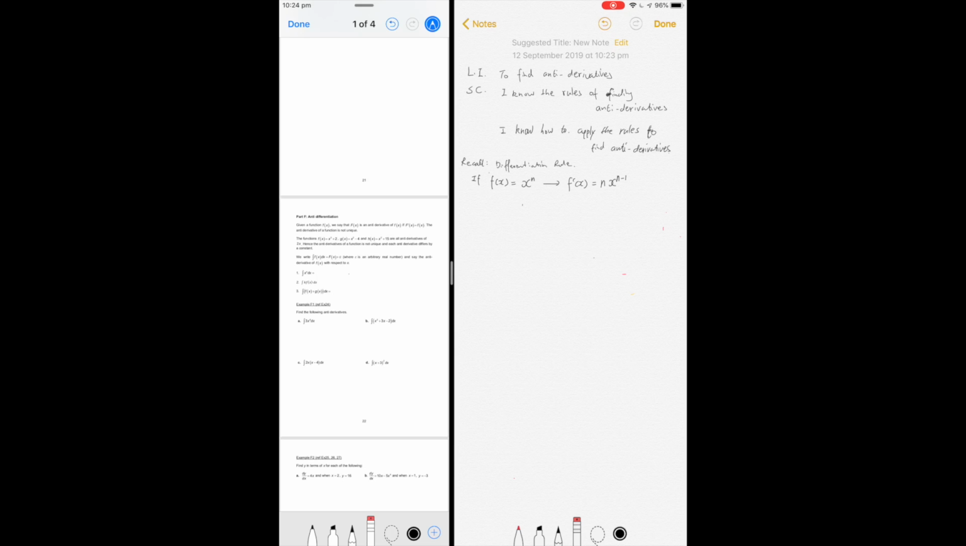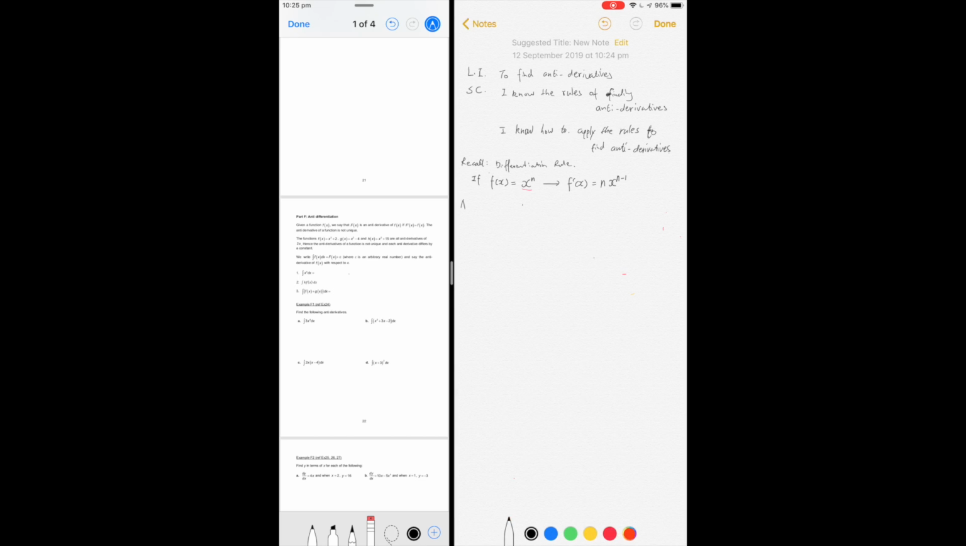First of all, let's recall the differentiation rule that we learned before. So we have if f of x is equal to x to the power of n, the derived function rule is n times x to the power of n minus 1. Okay, what we're going to do today is called anti-differentiation.